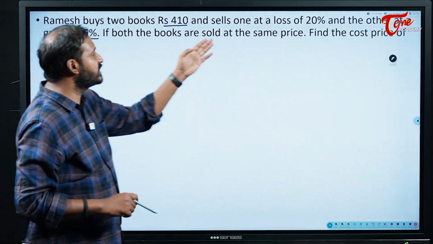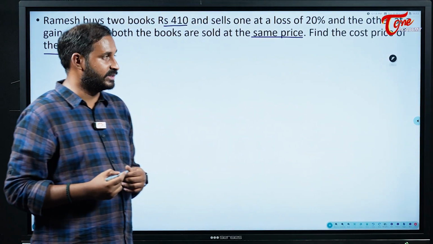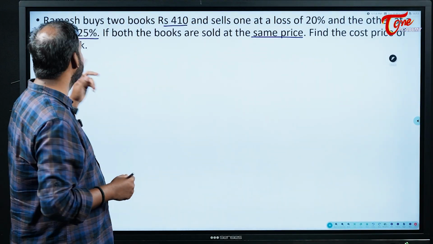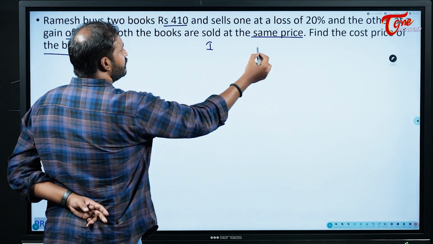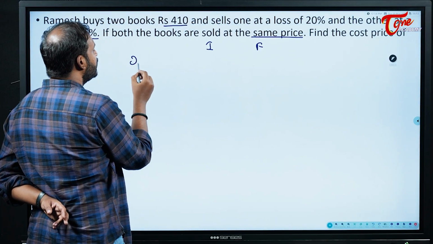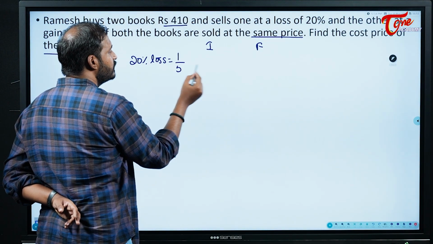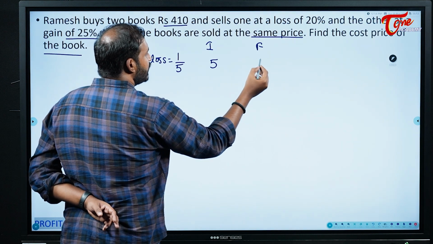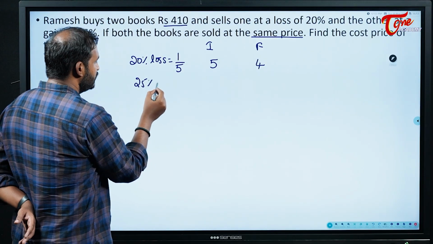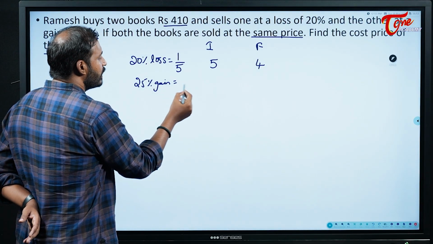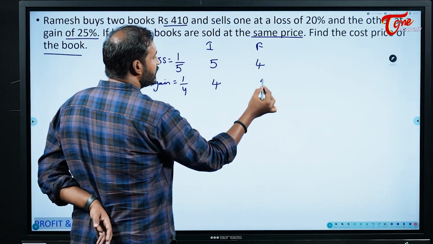See here, if both the books are sold at same price, right? They clearly mentioned that both the books are sold at same price. And on one book he is getting 20% loss and on the other a gain of 25%. So the same thing, initial, final. On one book he is getting 20% loss, so 20% means what? 1 by 5. Initial will become 5 and final becomes 4, loss, subtraction. And the other is getting a gain of 25%. 25% gain means what? 1 by 4. So initial value is 4 and final value becomes 5.